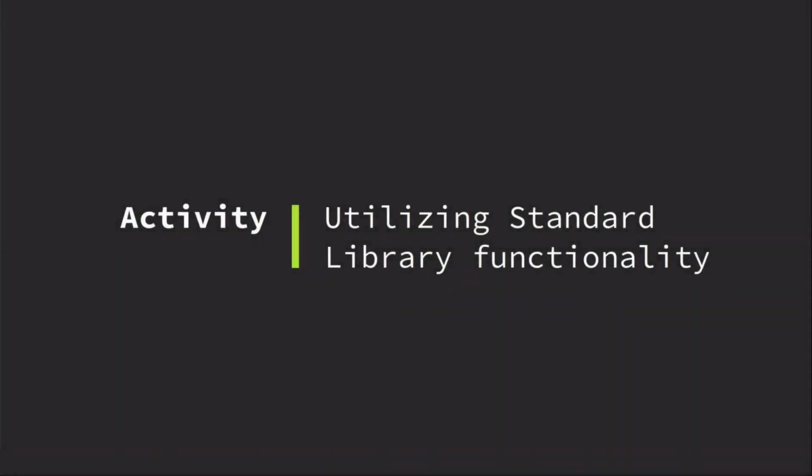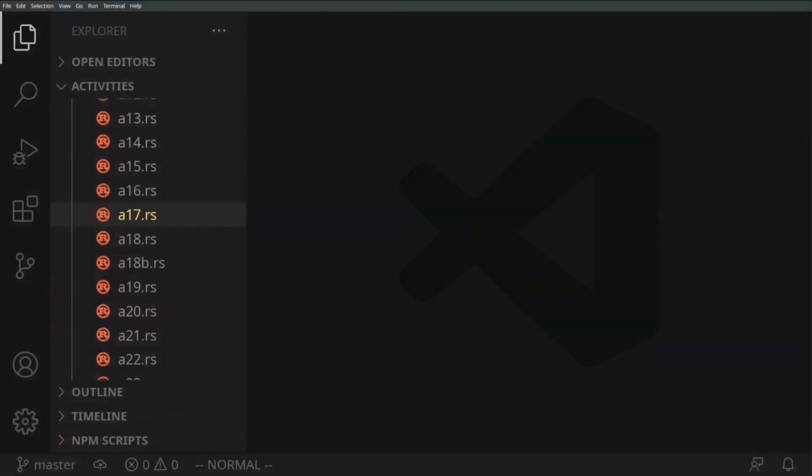In this activity, we'll be creating a program that utilizes standard library functionality. Once you're ready, start up Visual Studio Code and we'll get started. Once Visual Studio Code loads, navigate to your Activities directory. We are on Activity 17, so double-click on A17.